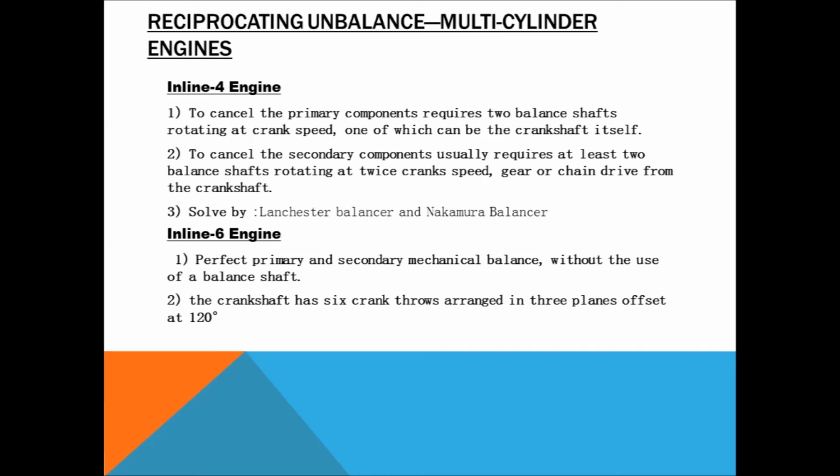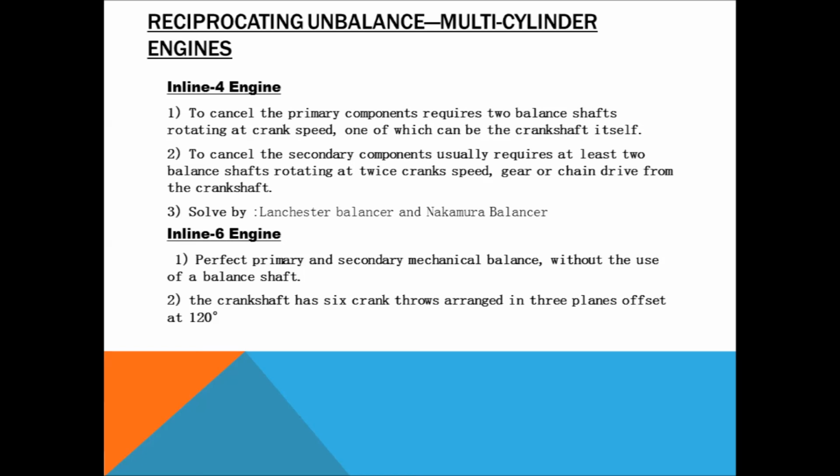The primary components require two balance shafts rotating at crank speed, one of which can be the crankshaft itself, to cancel it off, while the secondary component usually requires at least two balance shafts rotating at twice crank speed, gear or chain driven from the crankshaft, to cancel it. The secondary component can be solved by using the Lanchester balance and Nakamura balance.